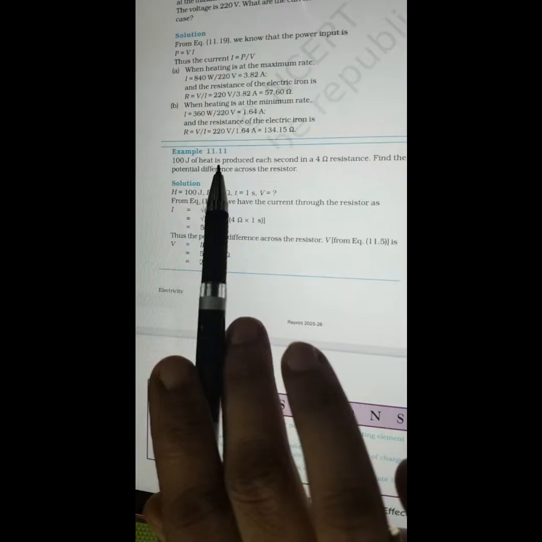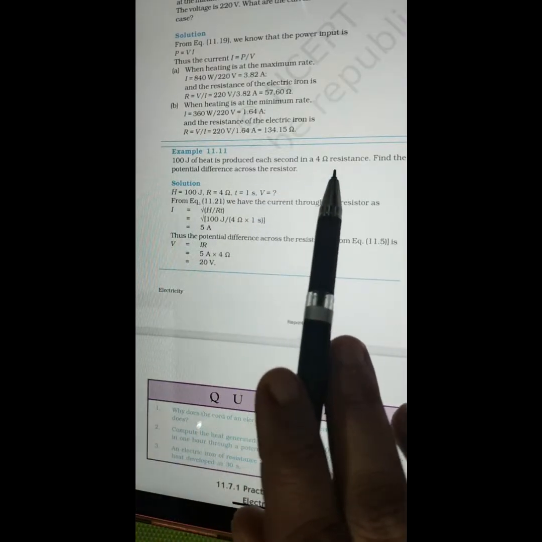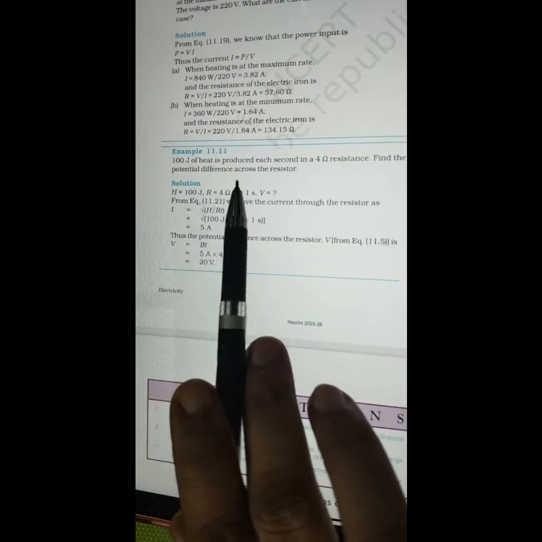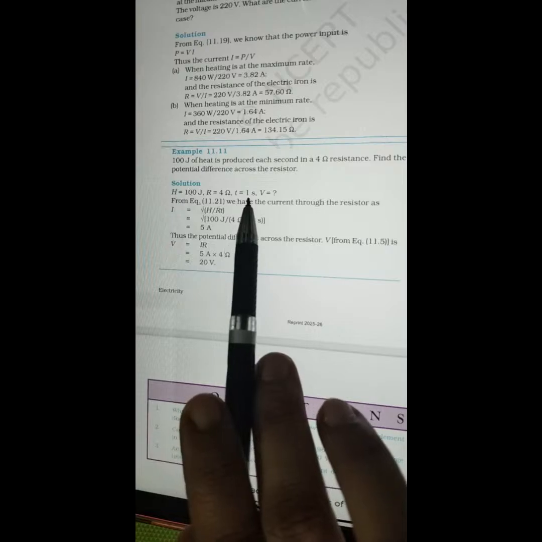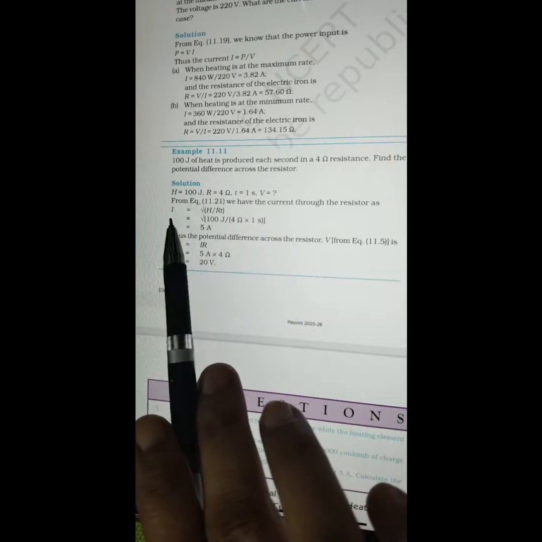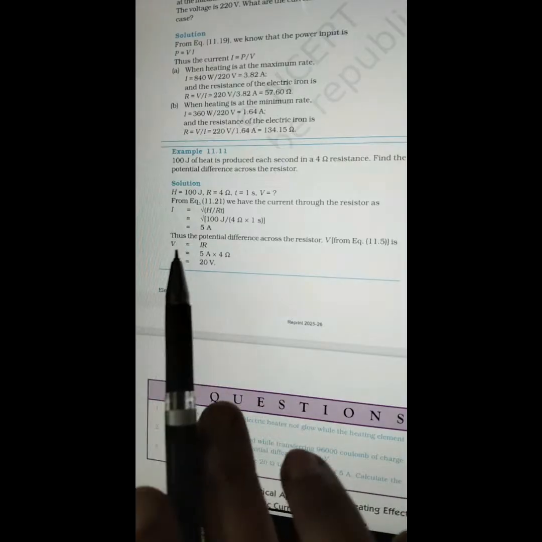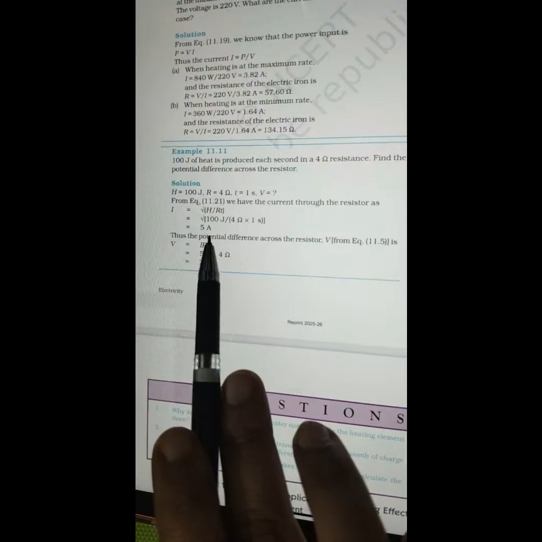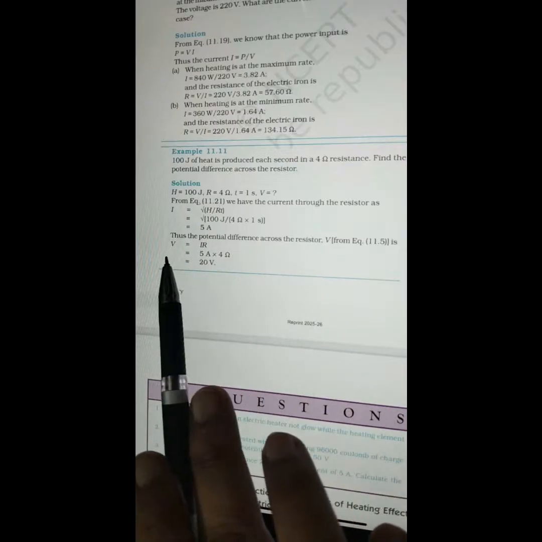Example 11.11. 100 joule of heat is produced each second in a 4 ohm resistance. Find the potential difference across the resistor. So these are the values which are given. You need to calculate. So you can calculate with the help of this formula: I is equal to under root H by RT. After placing the values, we'll get the answer as 5 ampere. Thus, the potential difference across the resistor V is equal to IR. After putting the values, it comes out to be 20 volt.